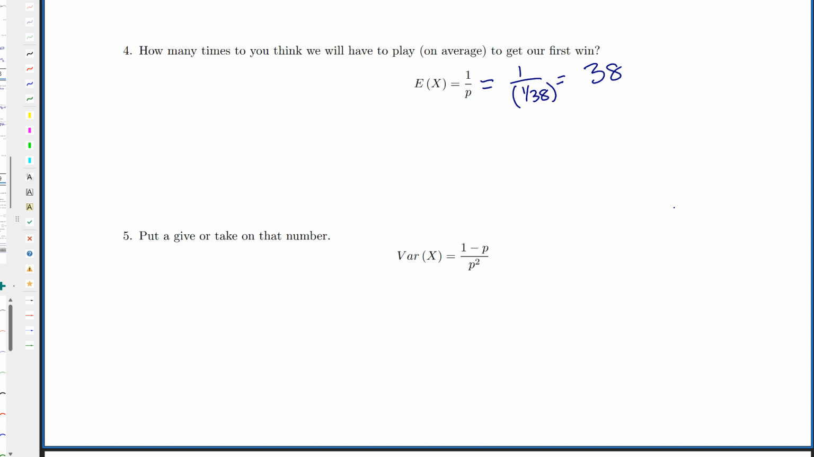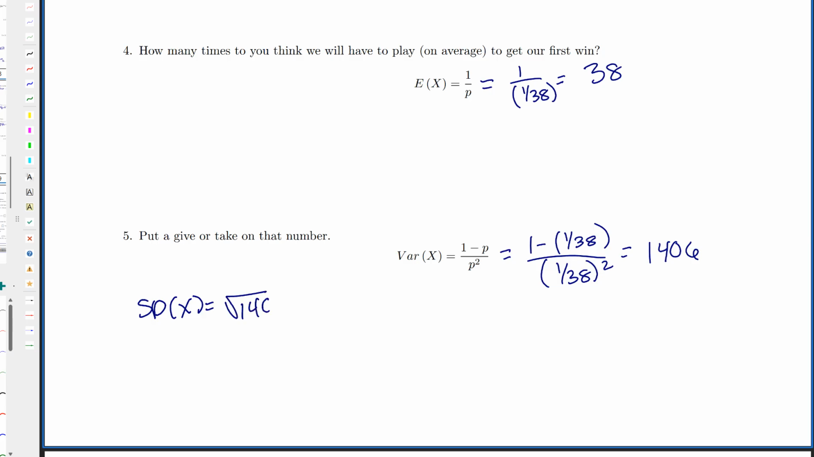Let's put a give or take on that number by finding the variance first. So variance is going to be 1 minus our p, which is 1 over 38, over our probability p squared, which should give me 1,406. So if I want my standard deviation of x, I just take the square root of that, which gives me 37.5.